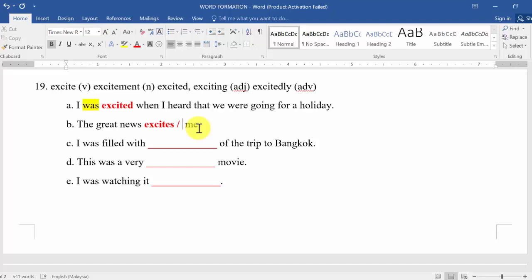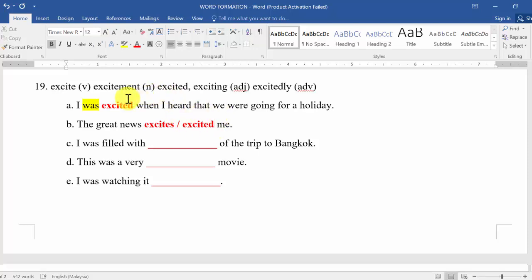Or another answer, excited me. Excited here is not an adjective. Excited here is a verb, past tense verb. Since the time is not mentioned here, it is better for us to use excited, past tense. If you do not have a keyword as a time given in a sentence in word formation, usually we use past tense. So the great news excited me, verb, past tense.